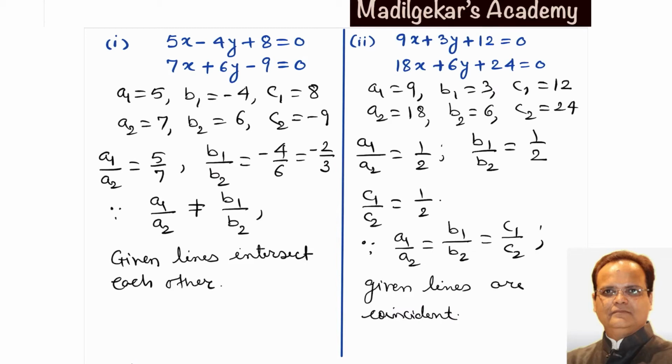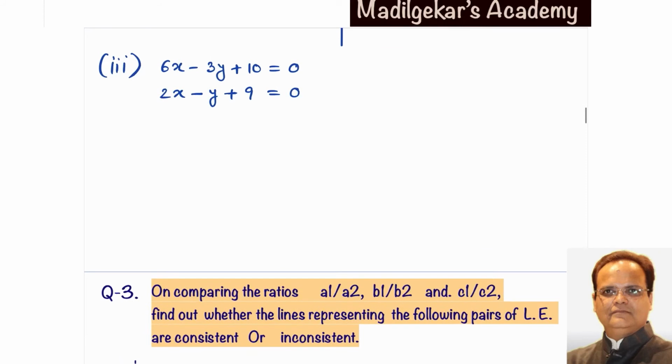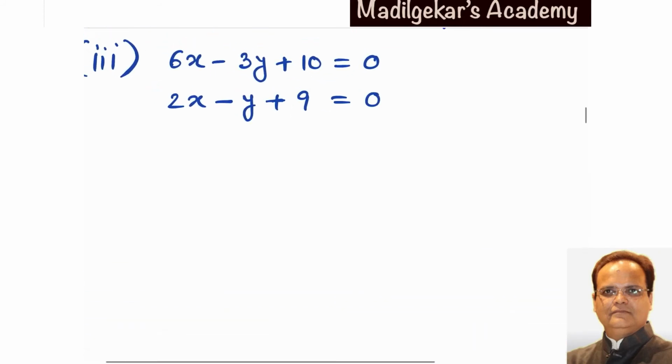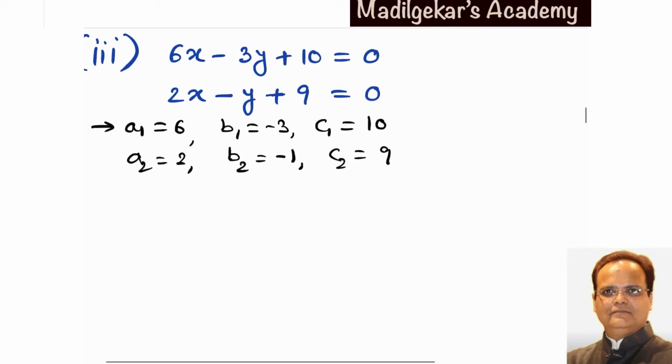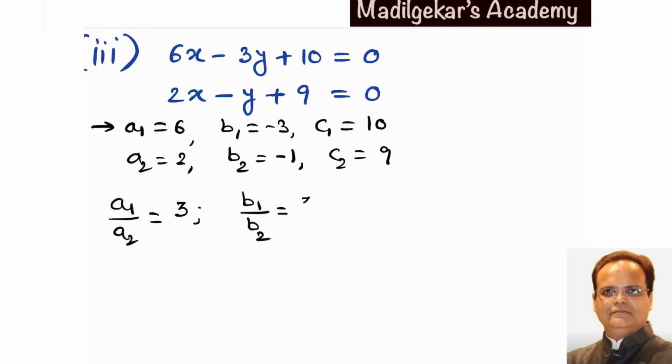Let's solve the third bit. In this, a1 is 6, b1 is -3, c1 is 10, and a2 is 2, b2 is -1, c2 is 9. a1 upon a2 is 6 by 2, means 3. b1 upon b2 is -3 upon -1, means again 3. c1 upon c2 is 10 by 9.